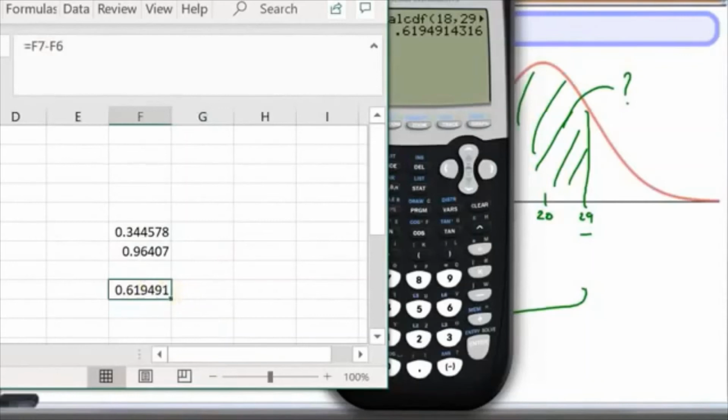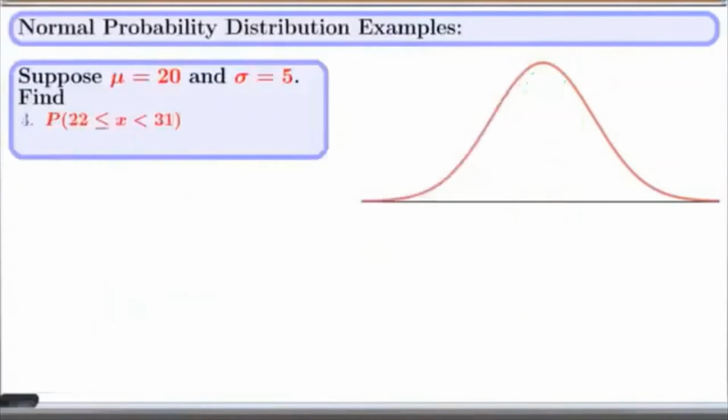Now, let's work on the very last problem. Let's draw a diagram for the given scenario. So let me put our mean here, which is 20. If our 22 is here and our 31 is here, we are supposed to find this area in between. Now let me show you how to find this area in between using the table.